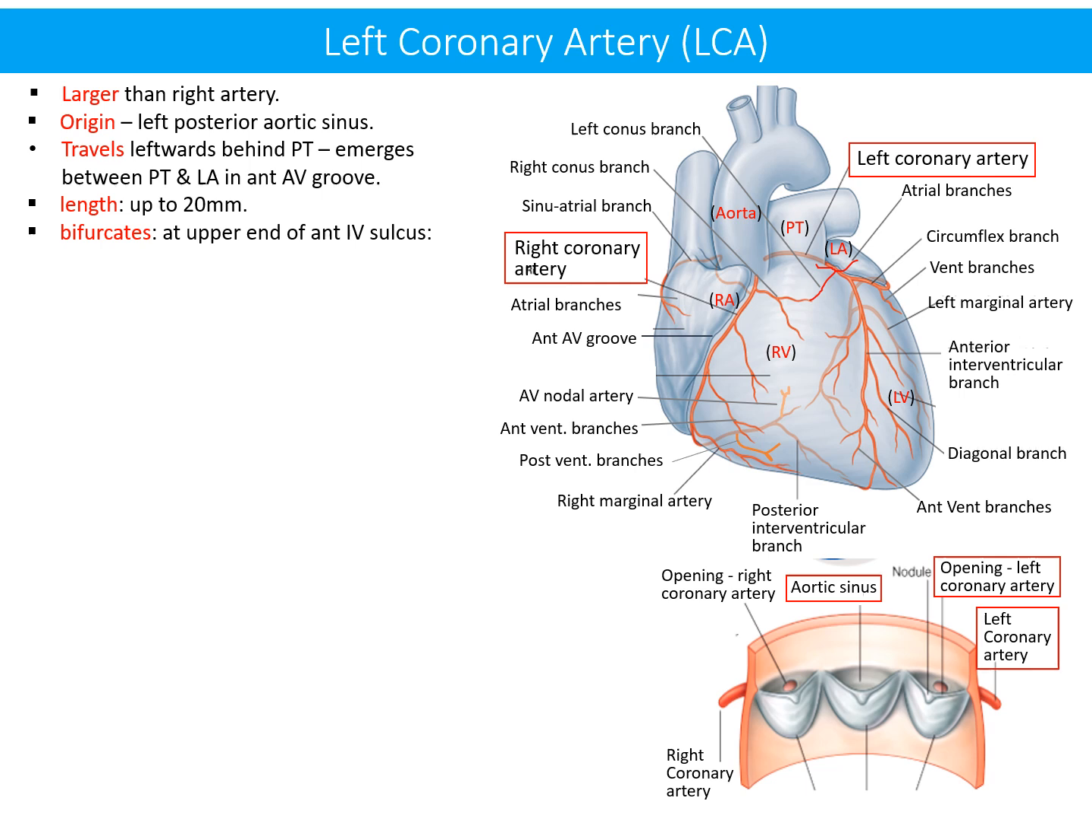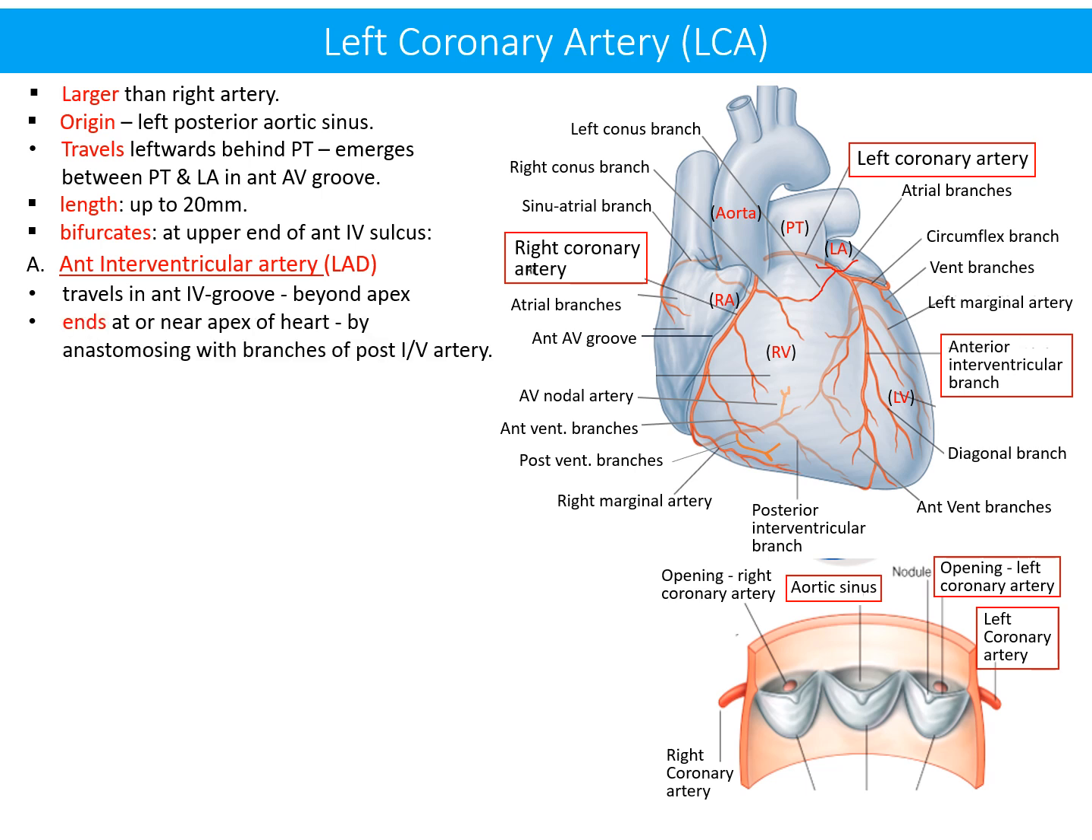interventricular groove or sulcus into number one, the anterior interventricular artery, which is also named the left anterior descending artery. It travels in the anterior interventricular groove beyond the apex of the heart and ends at or near the apex of the heart by anastomosing with branches of the posterior interventricular artery.